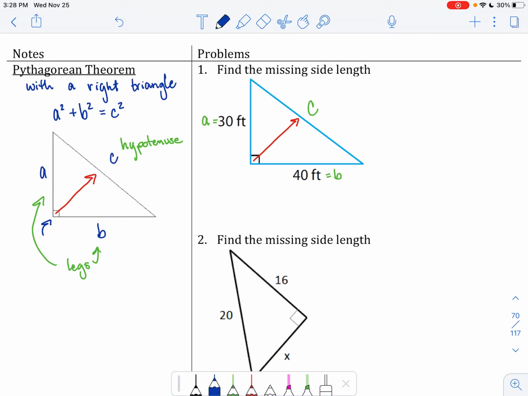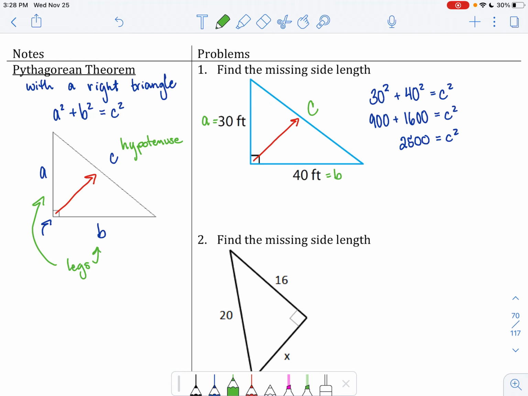And then I'm going to plug it into my Pythagorean theorem. So A squared would be 30 squared plus 40 squared for B is equal to C squared. Now we can go through our algebra and arithmetic. 30 squared is 900. 40 squared is 1600, c squared. 900 plus 1600 is 2500 is equal to c squared.